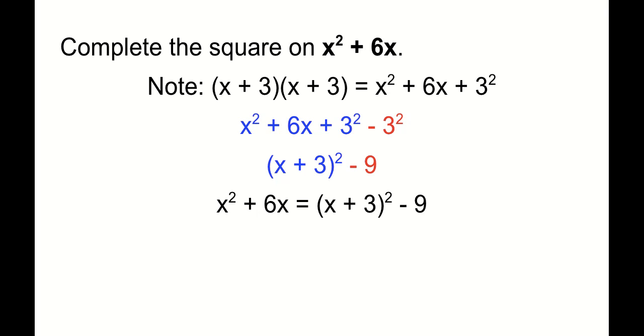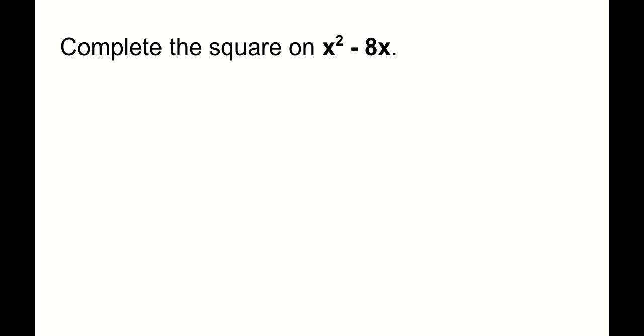So x squared plus 6x is the exact same thing as (x plus 3) squared minus 9. Okay? All right. Let's try one more. So x squared minus 8x. So let's do our trick.